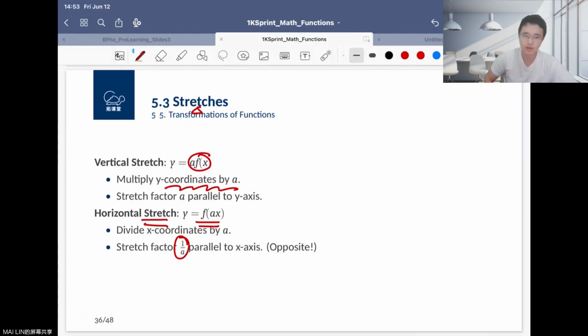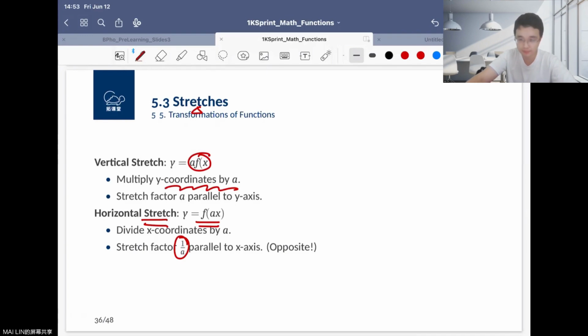So you can find that the x-axis is quite different compared with the y-axis. For the y-axis, plus means moving upward and negative means moving downward. So this is the way to understand it.